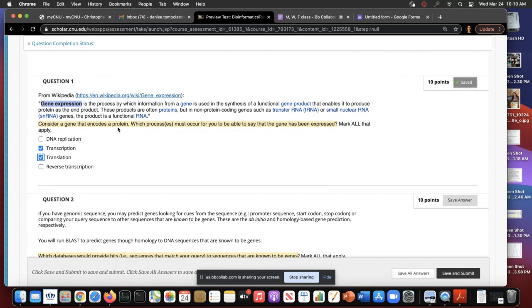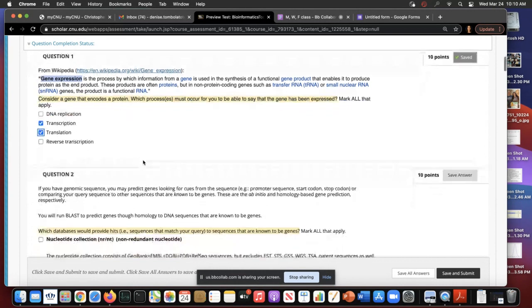So some genes don't encode a protein. They're the genes that encode ribosomal RNA, transfer RNA. Those genes are RNA genes. They don't encode a protein. Then translation is not necessary for you to say that that gene got expressed. But most genes in the cell encode a protein, so translation is needed.